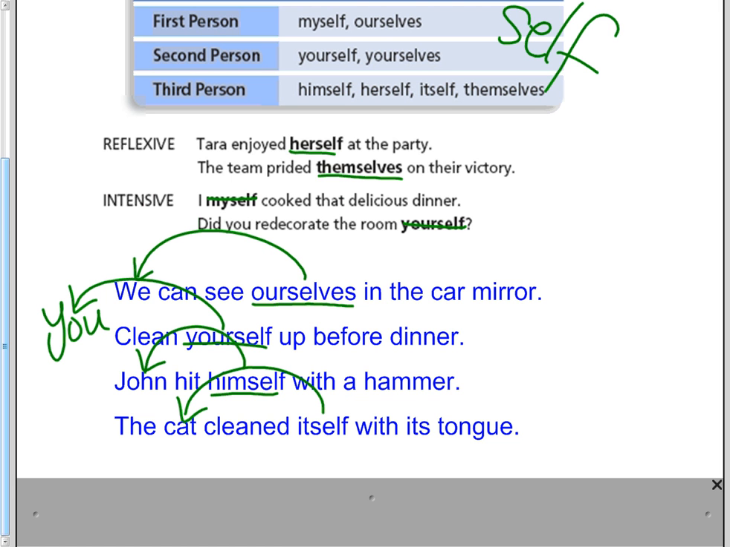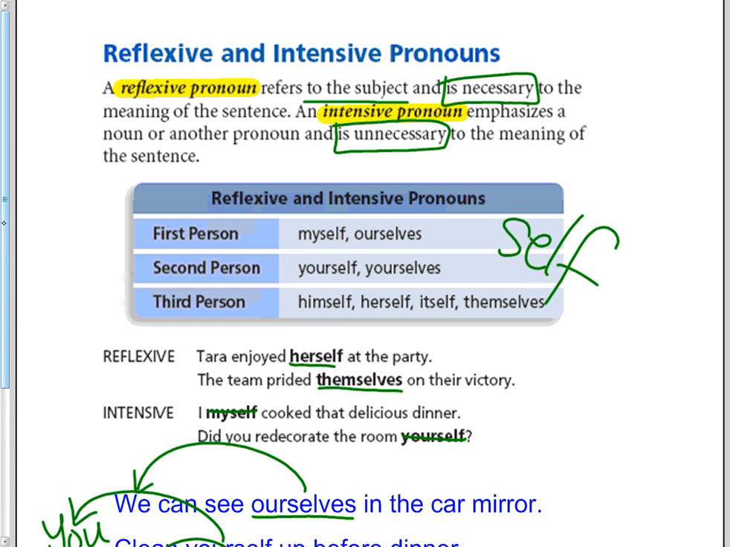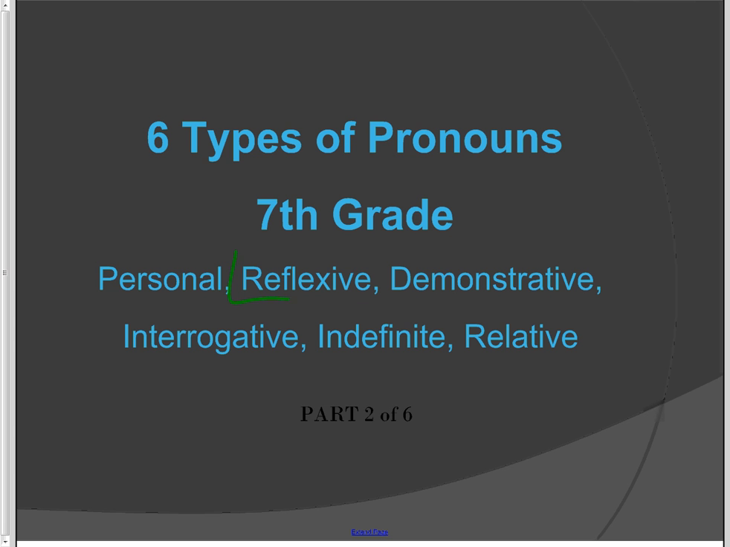So remember, reflexive and intensive pronouns always have the word self in it. Reflexives are necessary to the sentence, but intensive are unnecessary to the sentence. That's 6 types of pronouns, reflexive, for 7th grade, part 2 of 6.